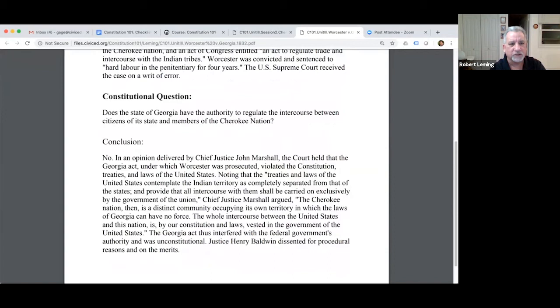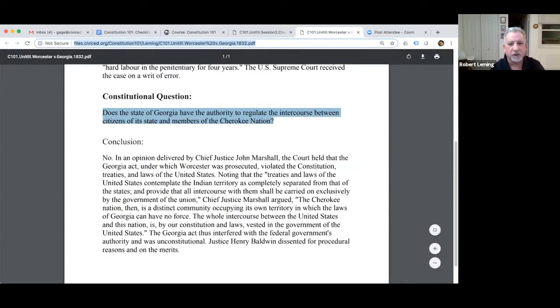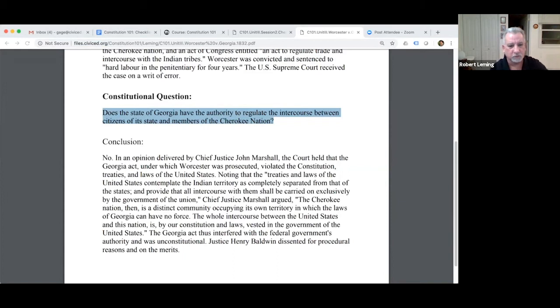The question was, does the state of Georgia have the authority to regulate intercourse between citizens of the state and members of the Cherokee Nation? Here's what Marshall says 2 years later.